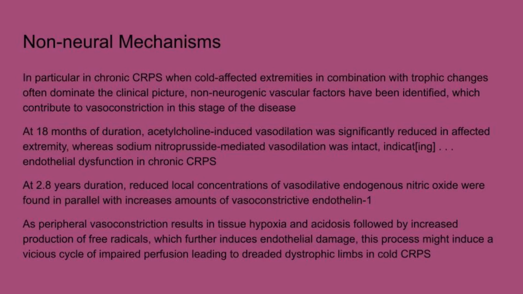Endothelial cells are the cells that make up most cavities of your body, including blood vessels. At 2.8 years of duration, reduced local concentrations of vasodilating endogenous nitric oxide were found in parallel with increases in the amounts of vasoconstrictive endothelin-1. Peripheral vasoconstriction results in tissue hypoxia, which is a lack of proper oxygen, and acidosis, which is too much acid, followed by an increased production of free radicals, which further induces endothelial damage. This process might induce a vicious cycle of impaired perfusion, leading to the dreaded dystrophic limbs in cold CRPS.